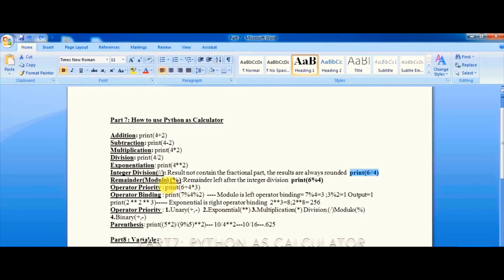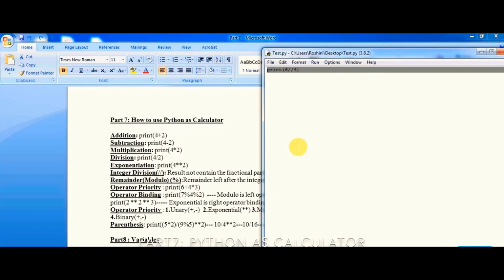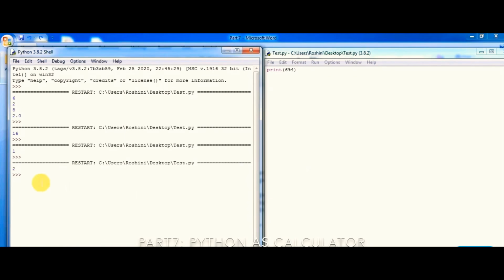Next we are discussing the remainder operator. A percentage sign is a remainder operator. The result of the operator is the remainder left after the integer division. 6 percentage 4. We know the remainder left after the integer division is 2. Run. OK, and the output is 2.